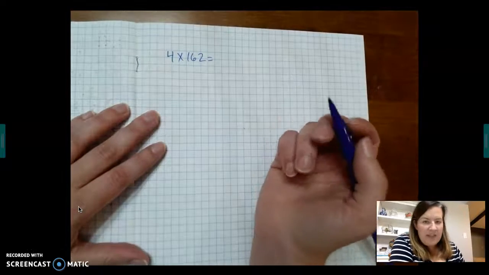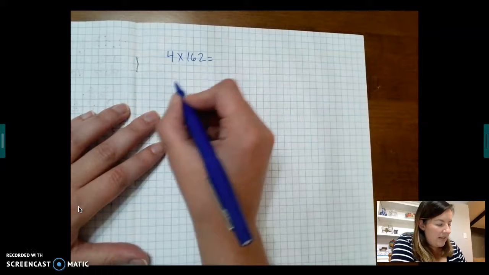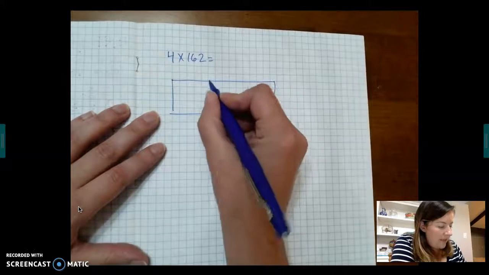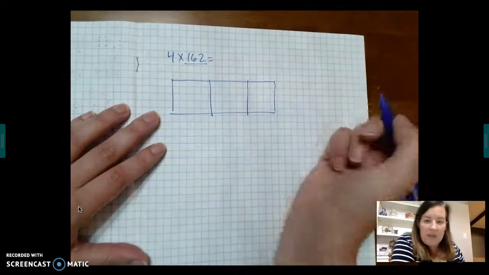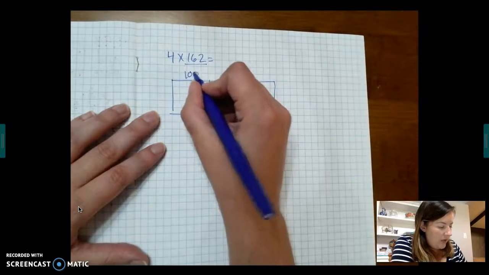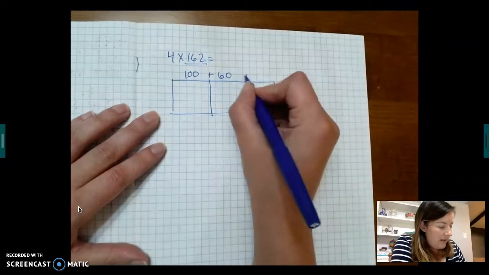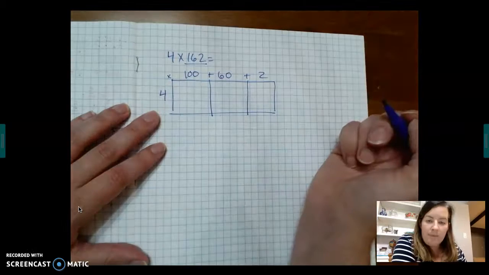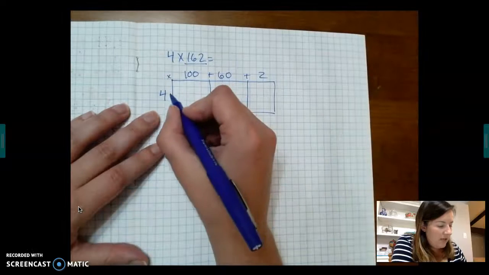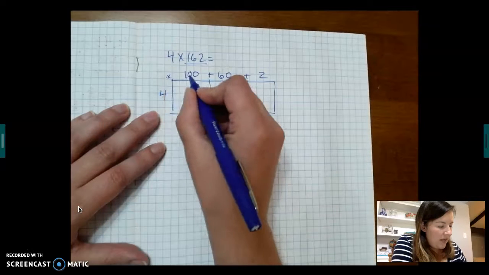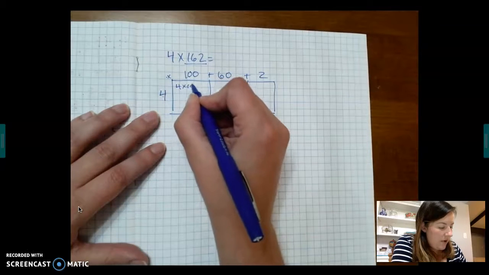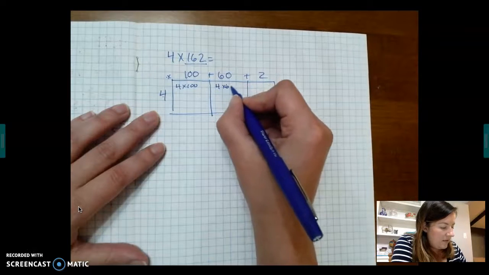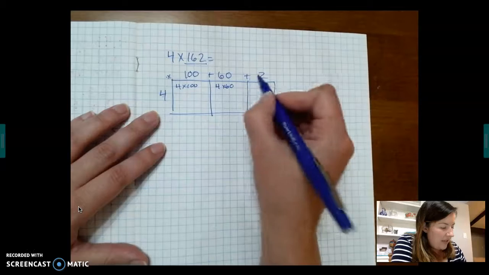So here's my example. Let's say the problem is 4 times 162. I'm going to draw my rectangle, and I first need to split this number up into an expanded form. So it's 100 plus 60 plus 2, and I am multiplying it times 4. Now I'm going to write my equations. So for this first box, it's 4 times 100. The second box is 4 times 60. Third box is 4 times 2.